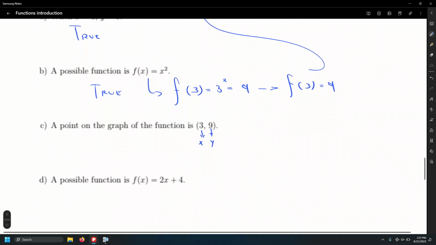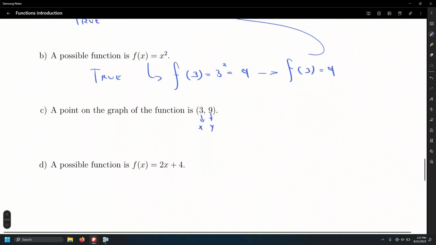All right? Letter D, a possible function is f of x equals 2x plus 4. True or false? False. Okay. What would be a good function? How can you fix this function instead? So instead of the square function, using a linear function that still outputs the point 3, 9. You need to change the 4 to a 3. Exactly. So g of x, it doesn't matter, equals 2x plus 3. That one is. All right?